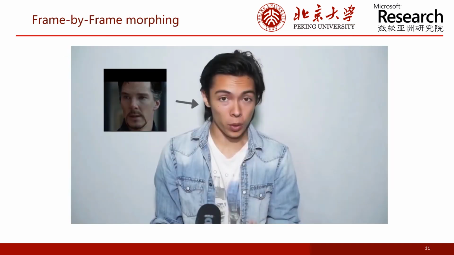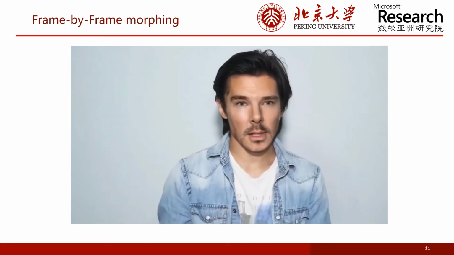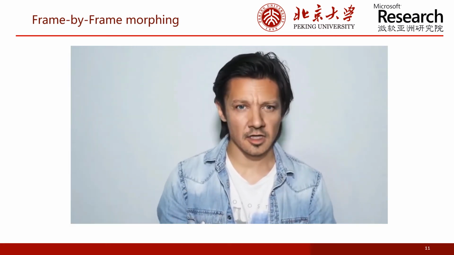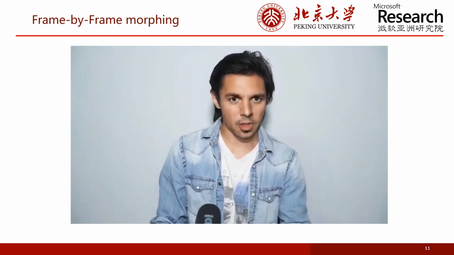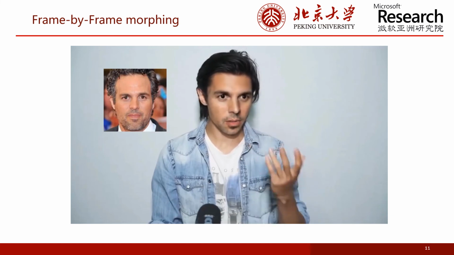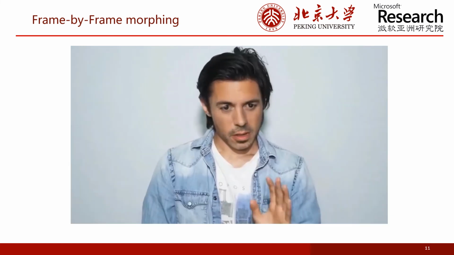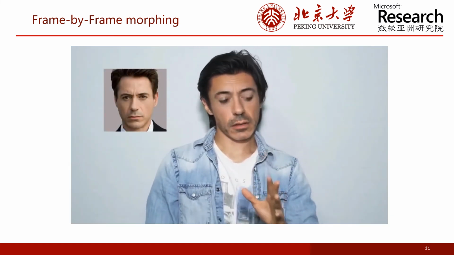Here, we show a video of morphing between different superheroes using FaceShifter. It indeed has some artifacts, but consider that our model was not trained on this target, and it didn't use any temporal information. It is just frame by frame processing. The result looks very impressive.